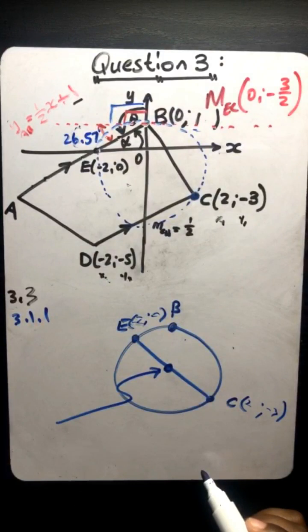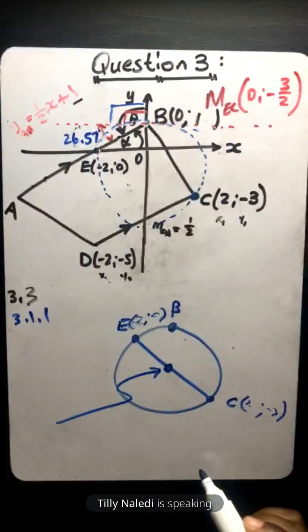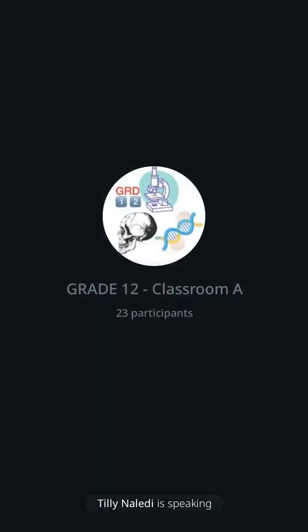We don't have, sir. We can also use maybe the midpoint, but we don't have. We do have the midpoint. The midpoint is easy.